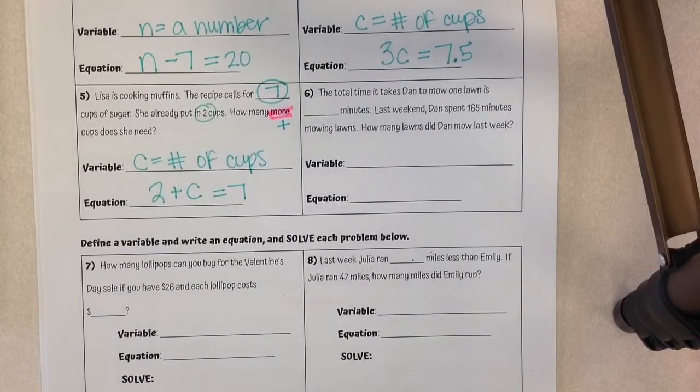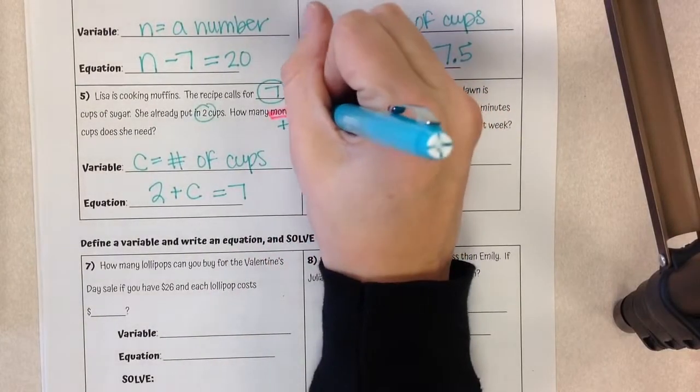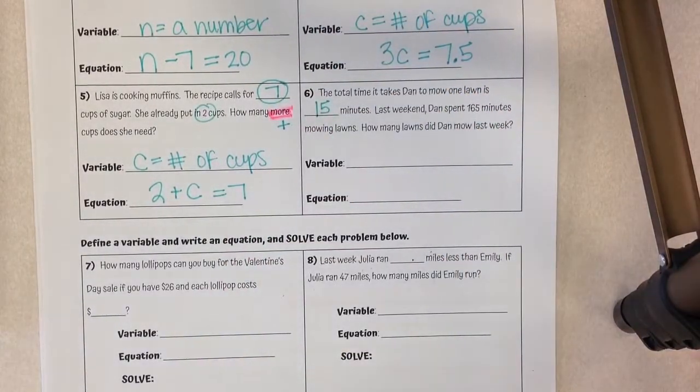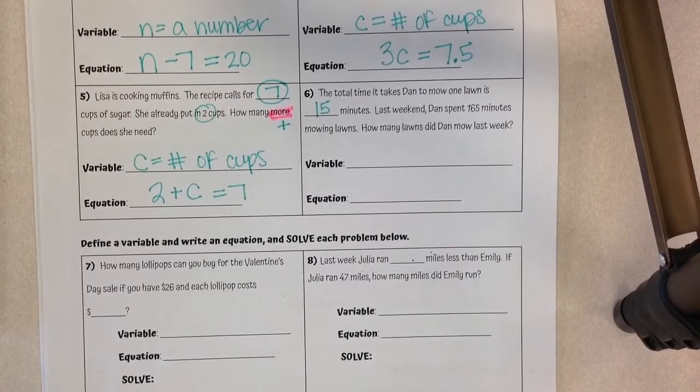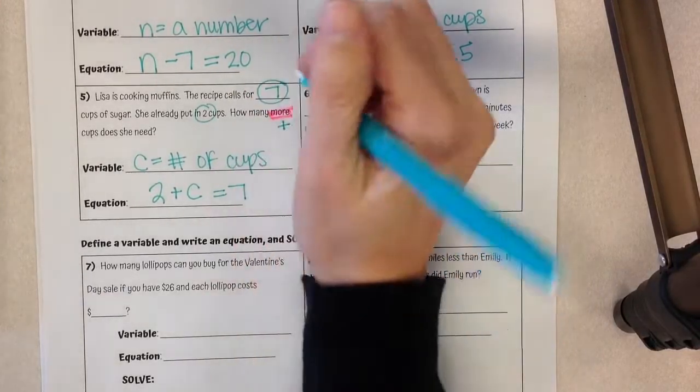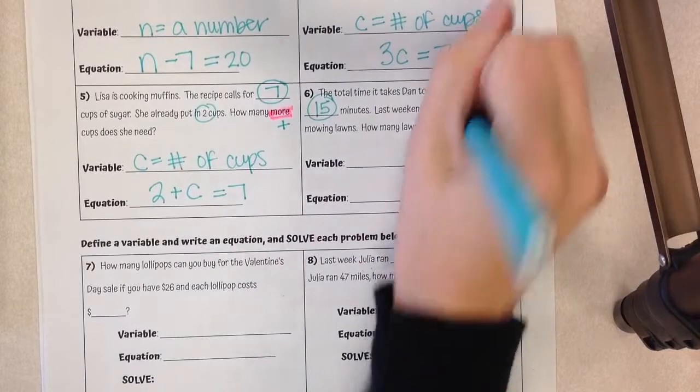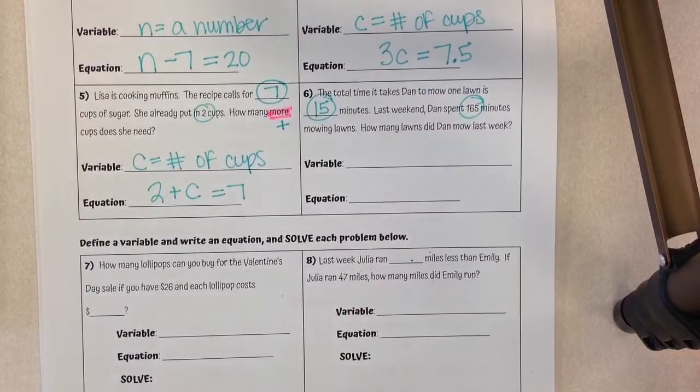All right, number 6. The total time it takes Dan to mow 1 lawn is 15 minutes. Last weekend, Dan spent 165 minutes mowing lawns. How many lawns did Dan mow last week? So I'm going to circle my numbers, 15 and 165. I'm going to highlight the word that means the operation.